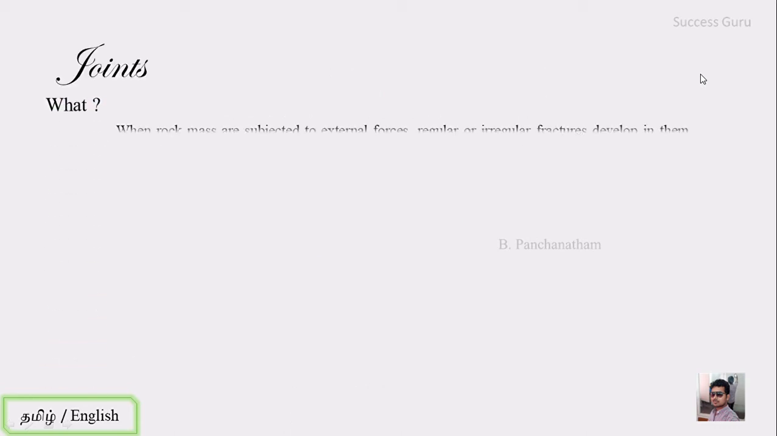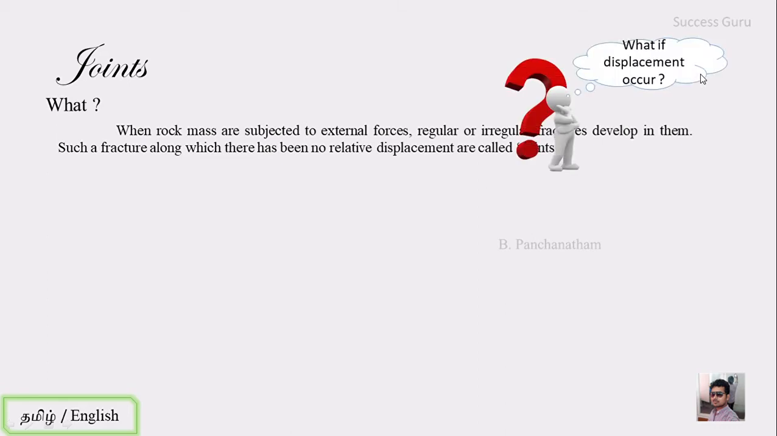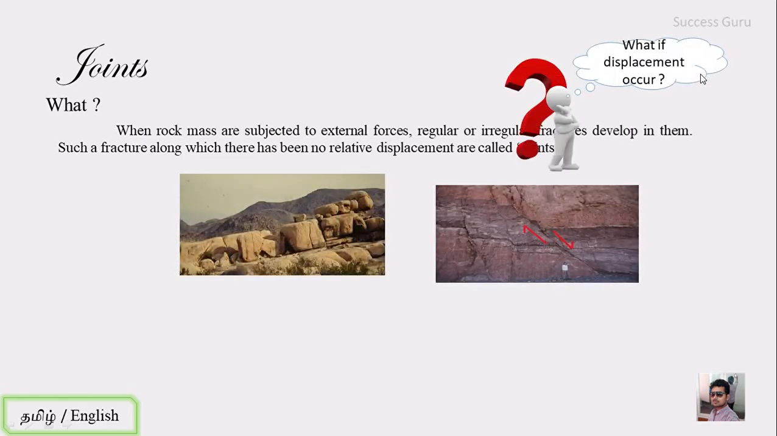So what is a joint? When rock masses are subjected to external forces, regular or irregular fractures develop in them, and such fractures along which there has been no relative displacement are called joints. So there will be a question in your mind: what if displacement takes place, right? If the rock displaces along the fracture plane, then it becomes a fault. And if there is no displacement along the fracture plane, then it is a joint.